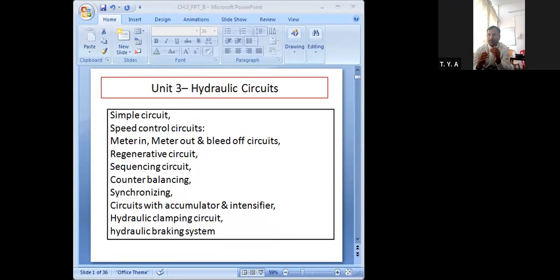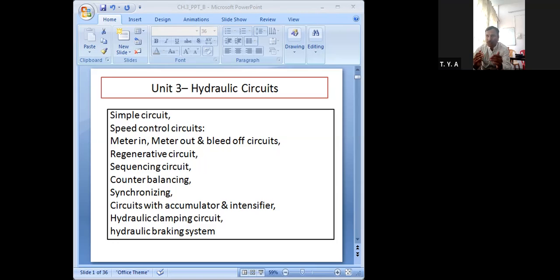In a hydraulic circuit, various components are used, which are pumps, actuators, and control valves. They are arranged in a systematic manner to perform useful work.